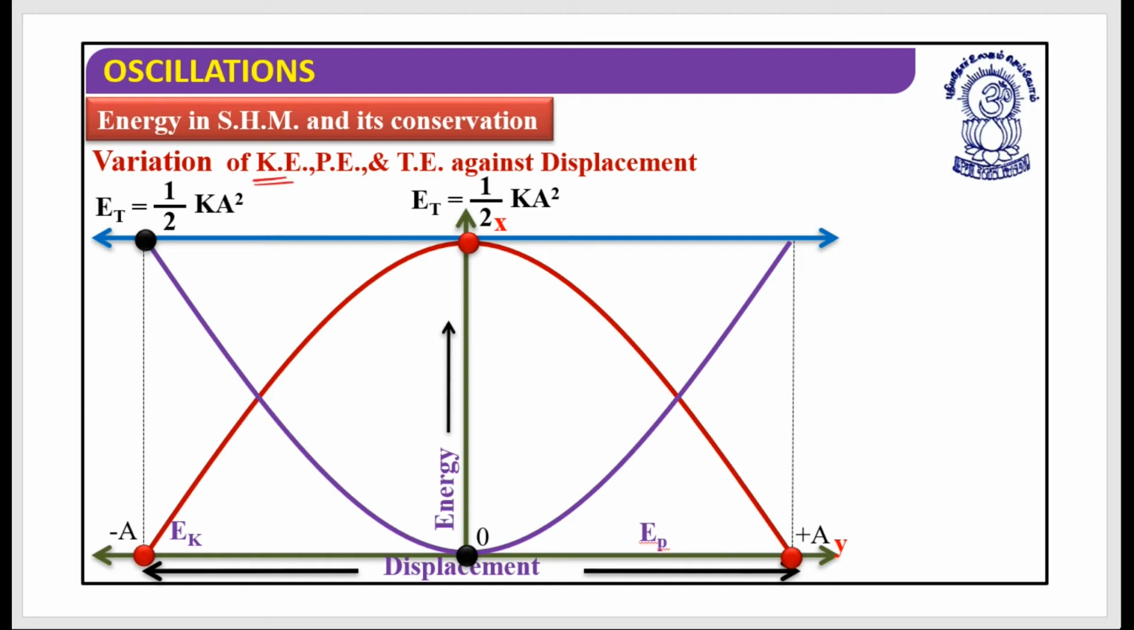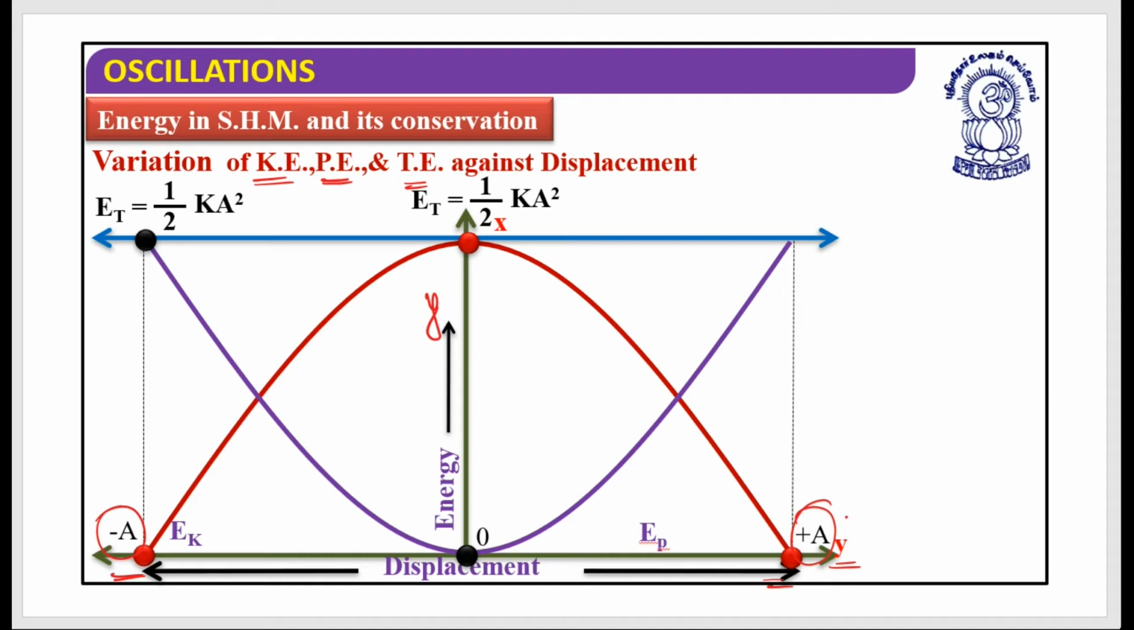This shows the variation of the kinetic energy, potential energy, and total energy against the displacement. On the x axis I have kept the displacement, and on the y axis I have kept the energy. As you can see, this is minus a, this is plus a, these two are the extreme positions. And at extreme positions your kinetic energy will be the minimum and it would be zero.